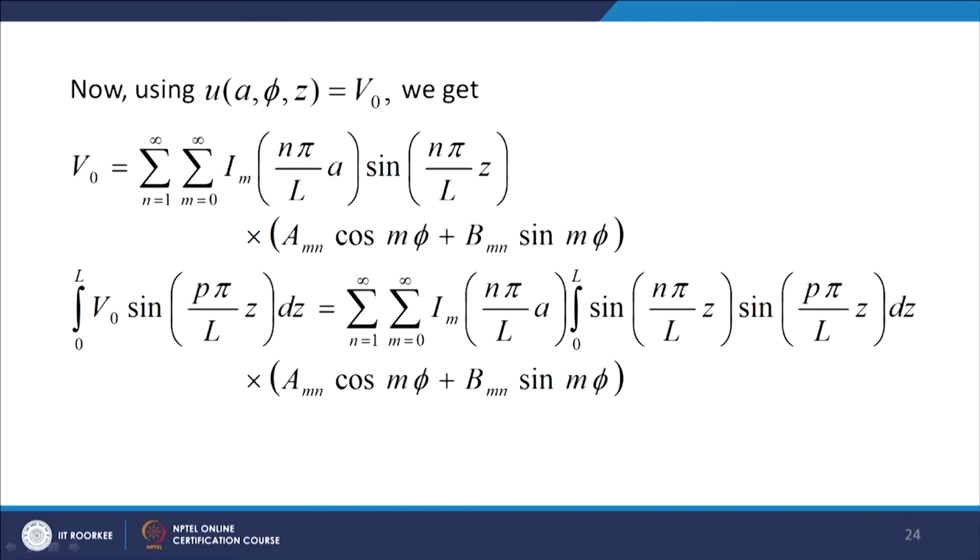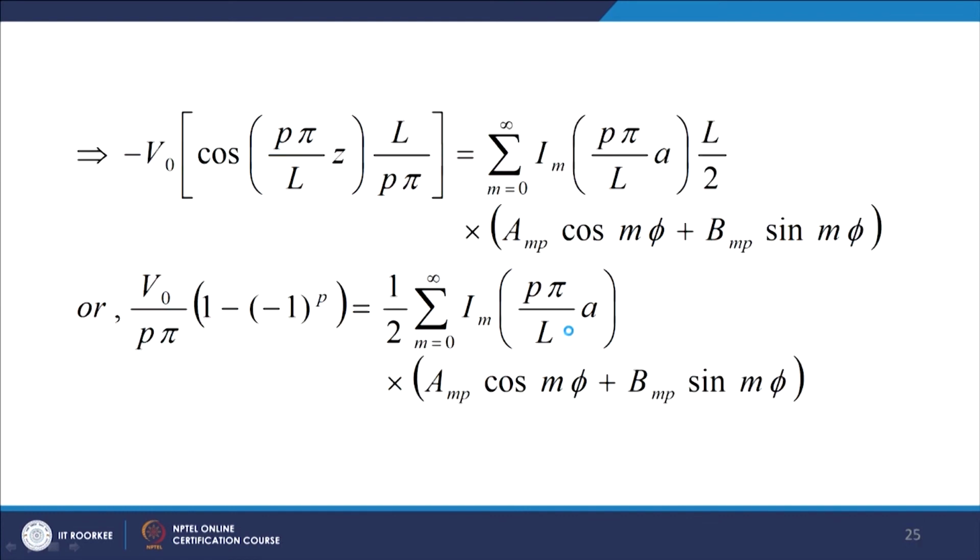Now, multiply both sides by sin(p pi over l z), and then integrate over 0 to l. So, we will have the left side like this, and the right side will be the integral from 0 to l of sin(n pi over l z) sin(p pi over l z) dz. This integral is l by 2 when n is equal to p, and when n is not equal to p, this integral is 0. So, we will have the following: minus V naught cos(p pi over l z) l over p pi, this is l by 2 this, and then minus V naught over p pi, cos p pi is minus 1 to the power p. We have half l, and we have cancelled this l with this, and we get this equation, I_m(p pi over l a), okay.